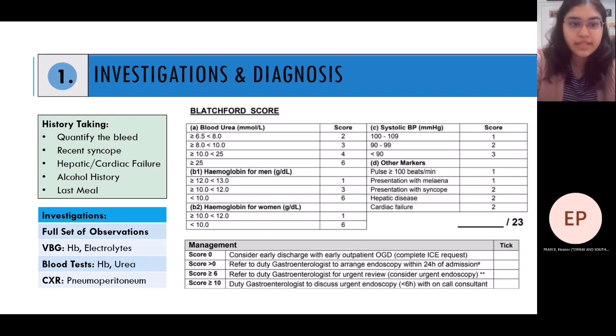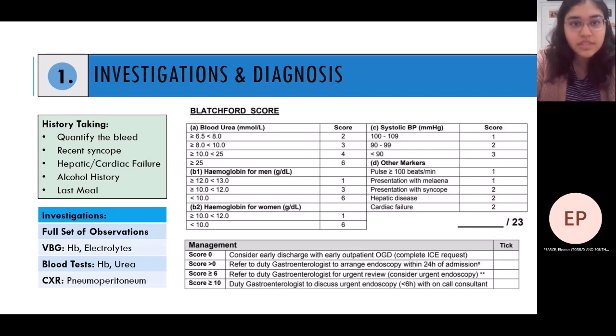And all of these specific blood tests I've highlighted allow you to calculate what's called the Blatchford score, which is a tool that's used to assess the severity of the bleed and also give you some indication as to what management would be required. So, for example, if you look down on the management box, with a score of 0, you would consider an early discharge with outpatient follow-up, whereas anything above a 0 essentially would require an inpatient admission, and then anything above a 6 would need an urgent review and consideration of urgent endoscopy.